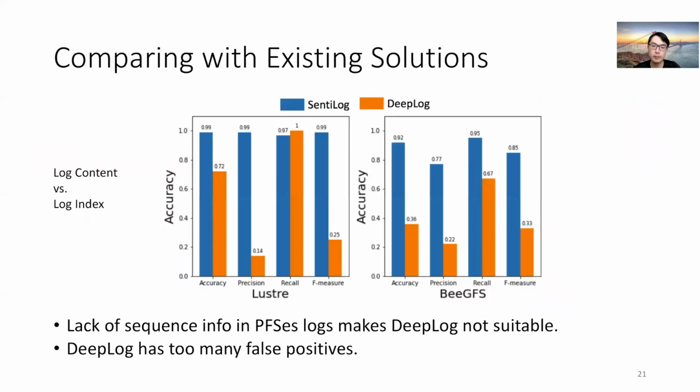Here is a comparison between SentiLog and DeepLog. Since SentiLog is based on log content and DeepLog is based on log index, it can be seen as log content versus log index. For both Lustre and BeeGFS, SentiLog has a better F-measure than DeepLog. Because in parallel file system logs, it is difficult to build sessions based on timestamp, which makes DeepLog not suitable and produces many false positives.